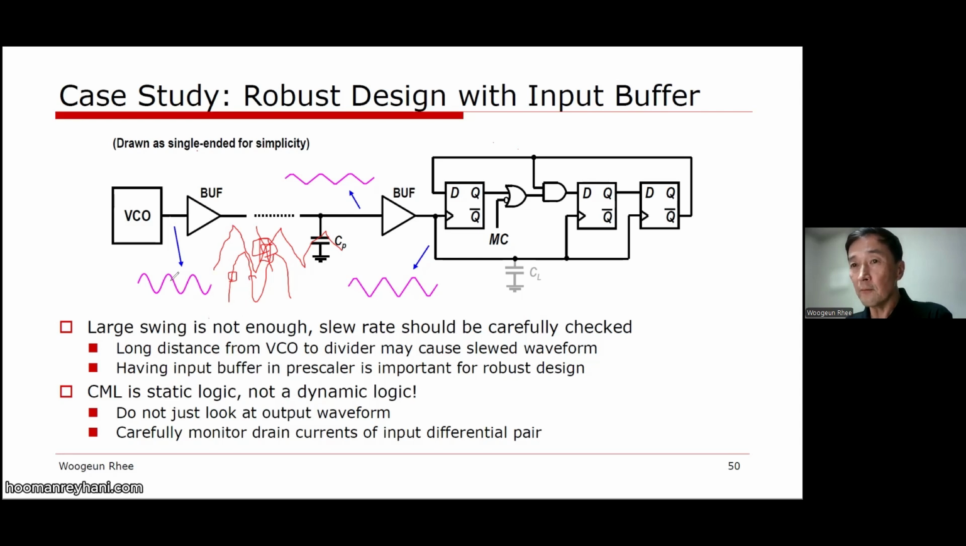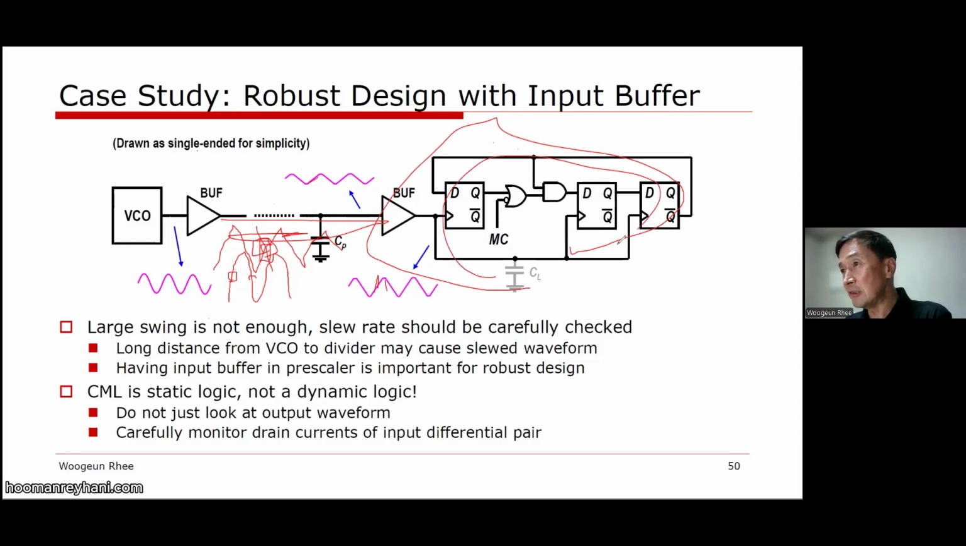From the sinusoidal source, if you have long routing, it's very likely that you will have a reduced swing, but also a reduced slope. Then you must recover this. One way is to have the input buffer with some gain of maybe more than 2. This can boost the rising and falling slope, and then it will work properly. In this way, your prescaler design can be largely decoupled from the other conditions, so you don't have to worry too much and can fully focus on this one.